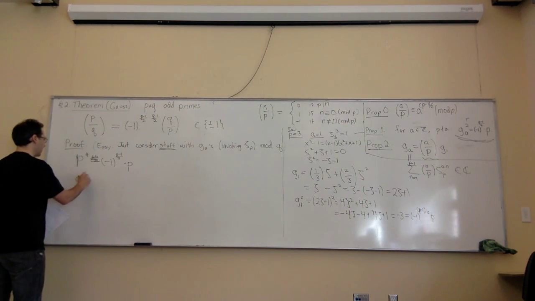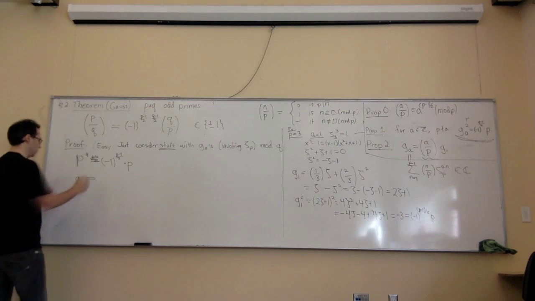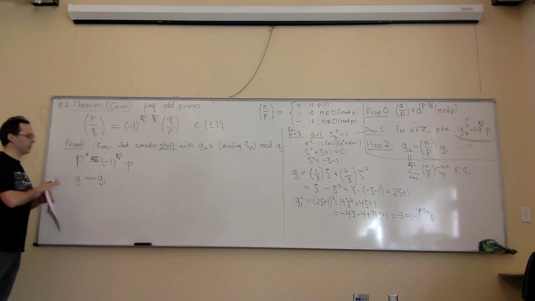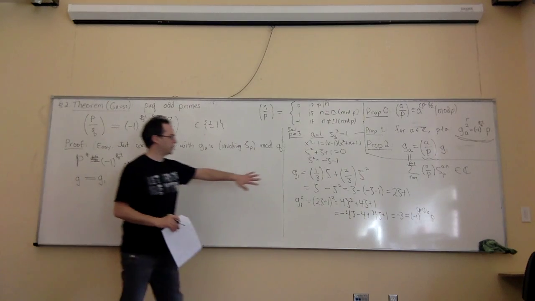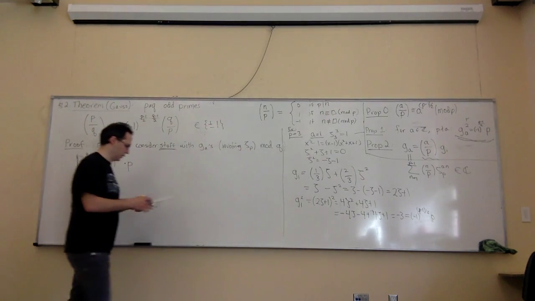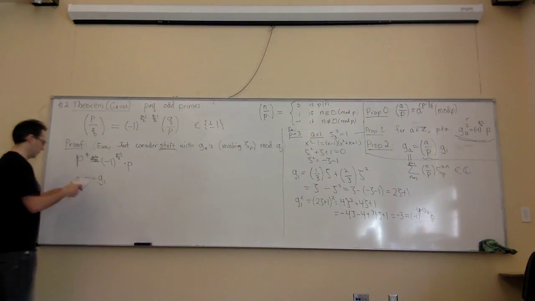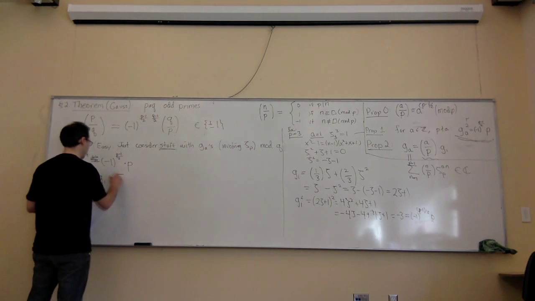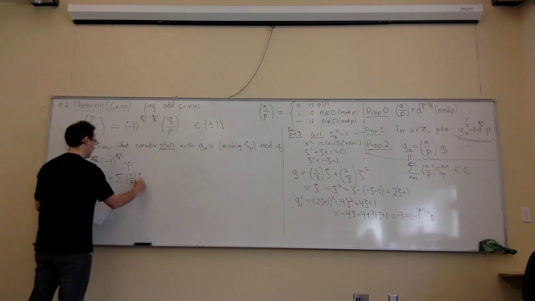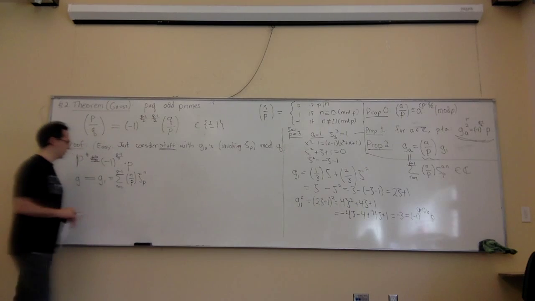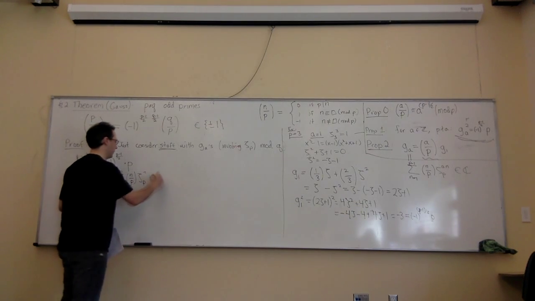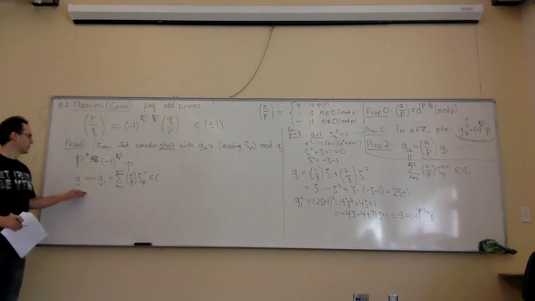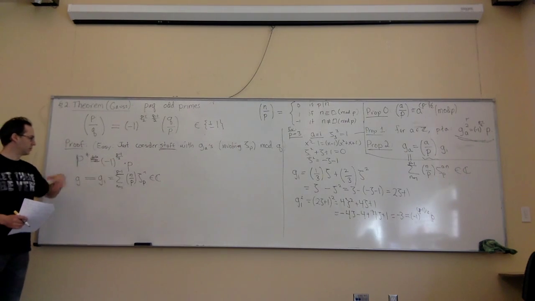So first, let's also define g to be g sub 1. We're using the Gauss sum. All these Gauss sums involve p-th roots of unity. So when I say g sub 1, I mean the Gauss sum, which is the sum over n from 1 to p minus 1 of the Legendre symbol of n over p times zeta sub p to the power n. It's that complex number. That's what g is. So now I have a number p star and a number g. And of course, p star is just plus or minus p.